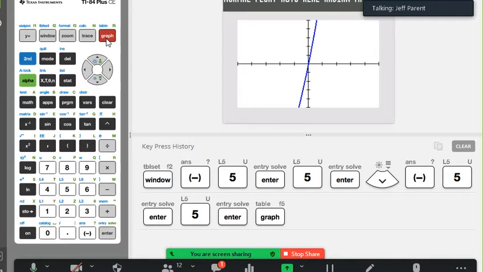Yeah, question? I'll have to get there in a minute. So yeah, I will get there and show you how to do this on Desmos. But for now, let's practice this on the graphing calculator.